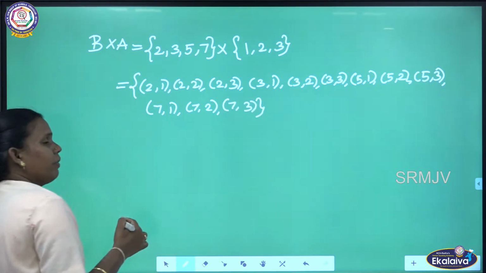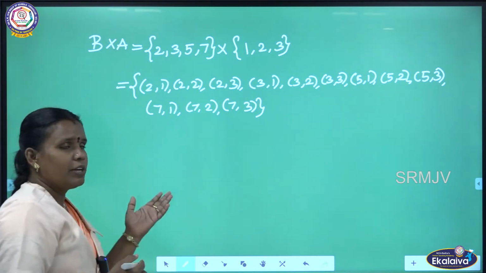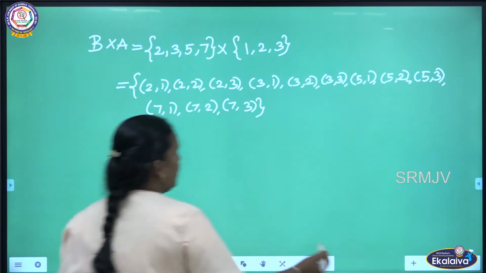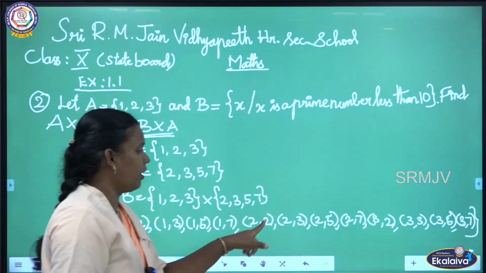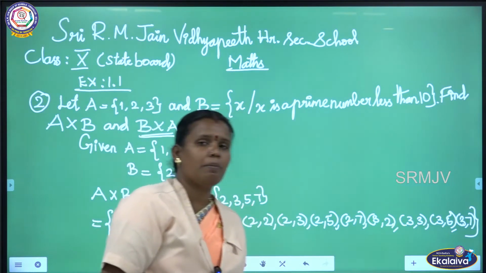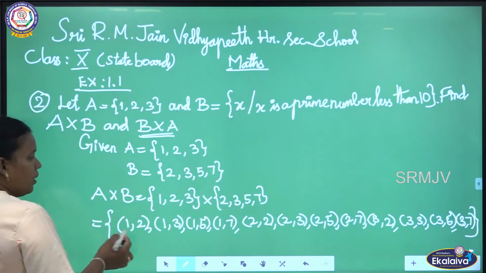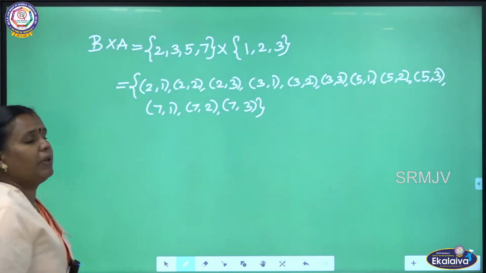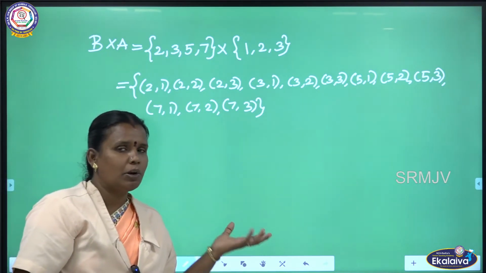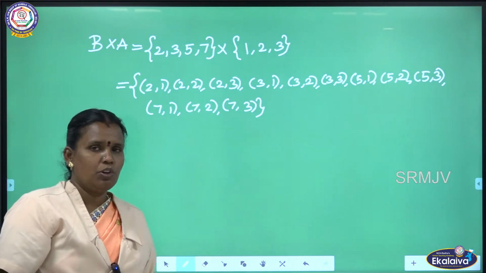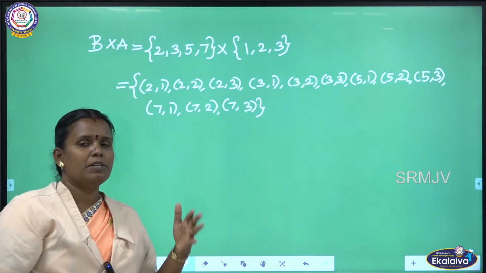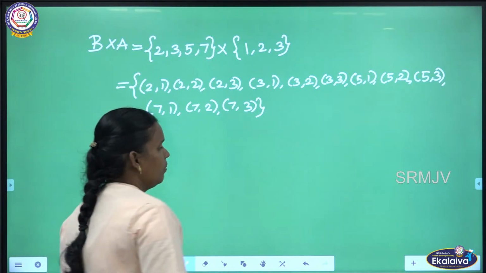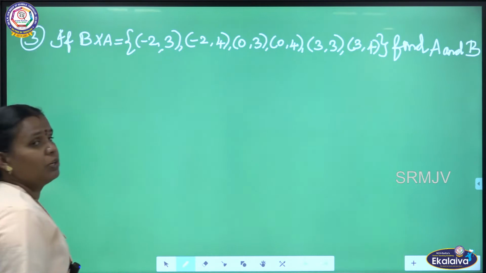So here we can finalize the answer: A cross B is not equal to B cross A, but what is the number of elements we got in A cross B? 1, 2, 3, 4, 5, 6, 7, 8, 9, 10, 11, 12. The number of elements in A cross B is 12. The same number of elements we get in B cross A also. So with this we conclude that A cross B is not equal to B cross A, but the number of elements in A cross B is equal to the number of elements in B cross A. Clear, children? Next, third question.